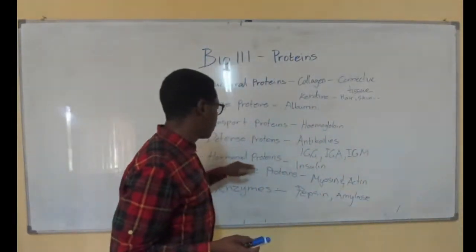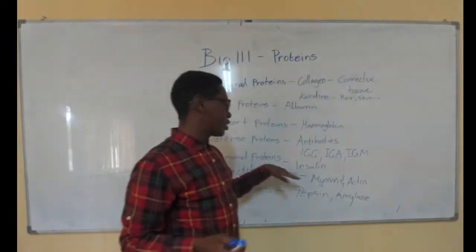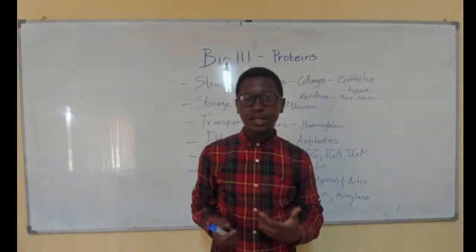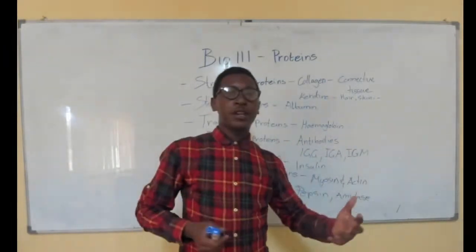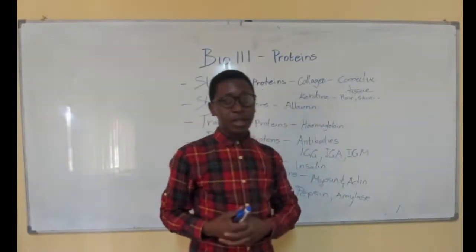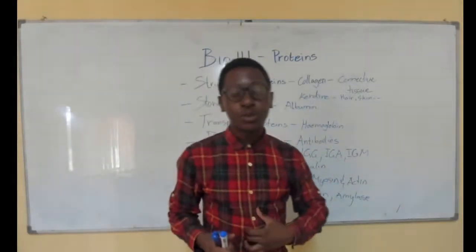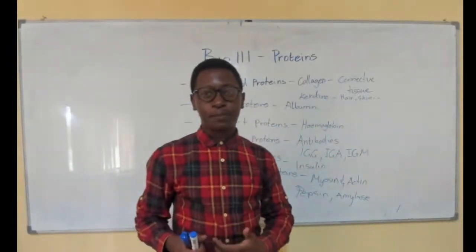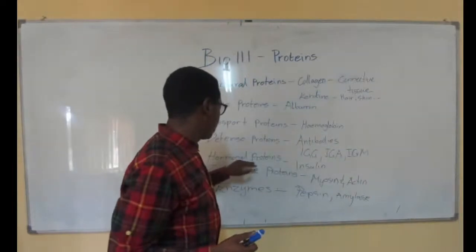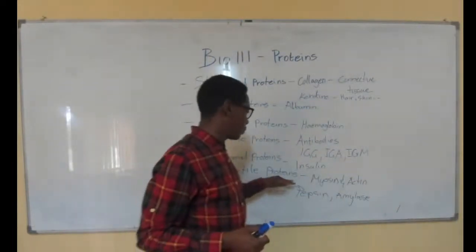Then we have hormonal proteins, which are, you know that a hormone is a substance produced by glands in the body that has an effect on other organs. So insulin, for example, regulates the amount of glucose in blood, right? Yeah, so that's hormonal proteins.